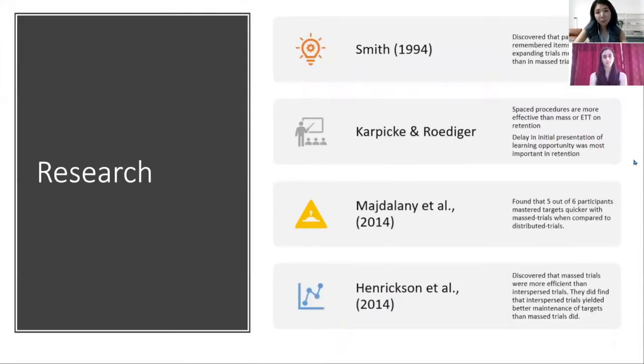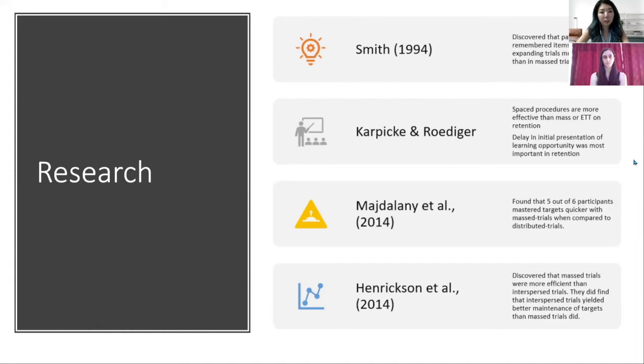When we were looking through the research that is already out there around expanding trials and mass trials and evaluating which procedures were more efficient, we found that some indicated that there were procedures more efficient than massed, and some that actually said that massed was more efficient. In the study by Smith, they discovered that their participants were able to recall the items that were taught in the expanding time trials condition much more often than in the mass trials condition.